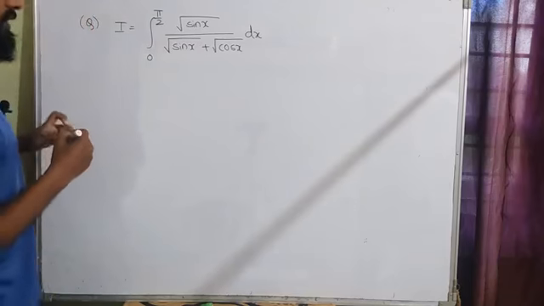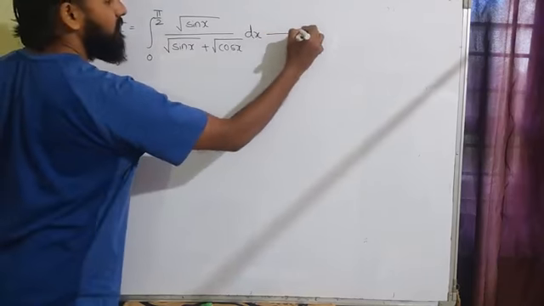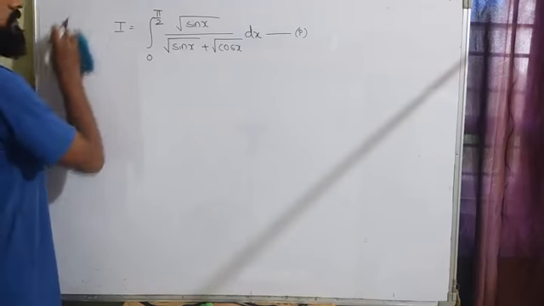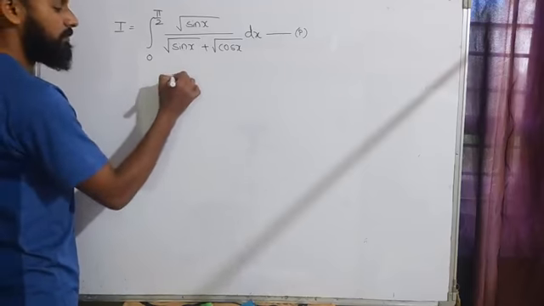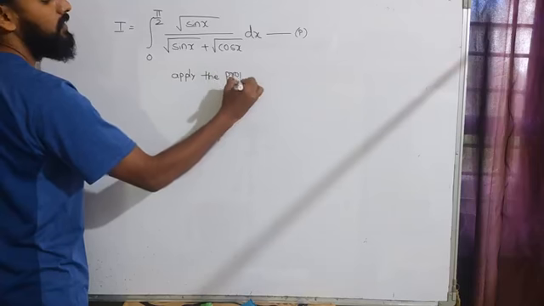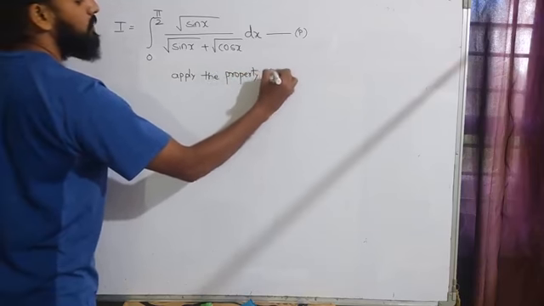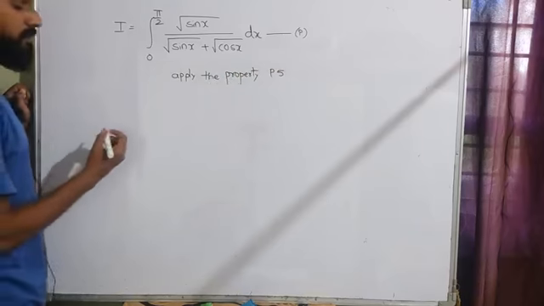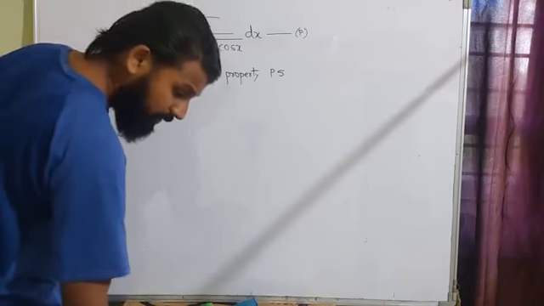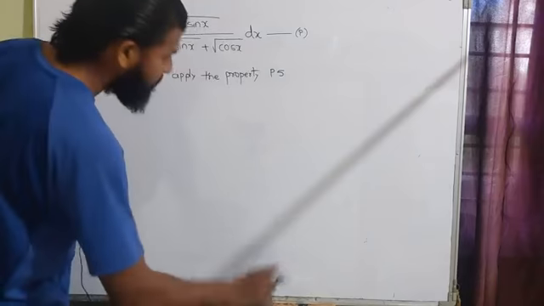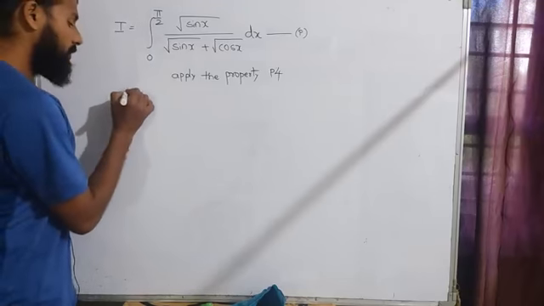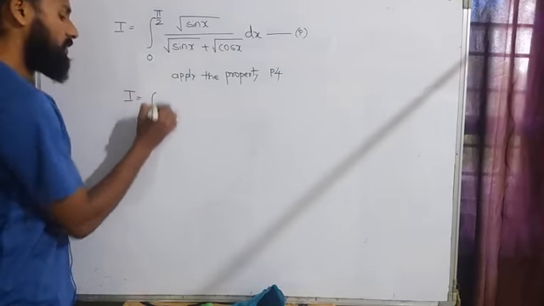Now let me call this equation number 1 here itself. You can write that in the next step if you want. Let me write here itself in the first step. So now let me apply the property. I don't remember the name. I think it is P5, I guess. Let me check whether it is P5. Yeah, no, it's P4. Sorry, it's P4.